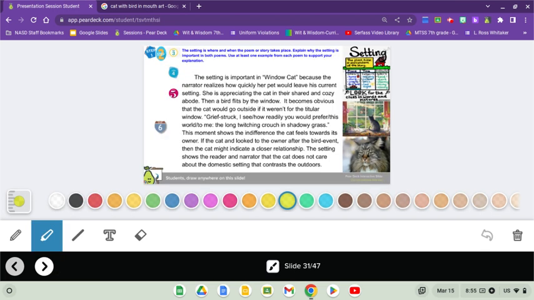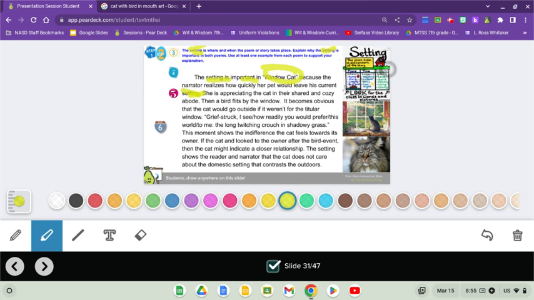Excellent. Slide 31. So, what I have here is an example answer, a paragraph that you could write to help address the prompt. Well, let's go ahead and highlight those important words in the prompt again. The setting is where and when the poem or story takes place. Explain why the setting is important in both poems. Use at least one example from each poem to support your explanation. The setting is important in Window Cat. So setting and important are used right away, and it focuses on one poem, Window Cat, because the narrator realizes how quickly her pet would leave his current setting. Oh, they mentioned setting twice. They must be trying to get an A.